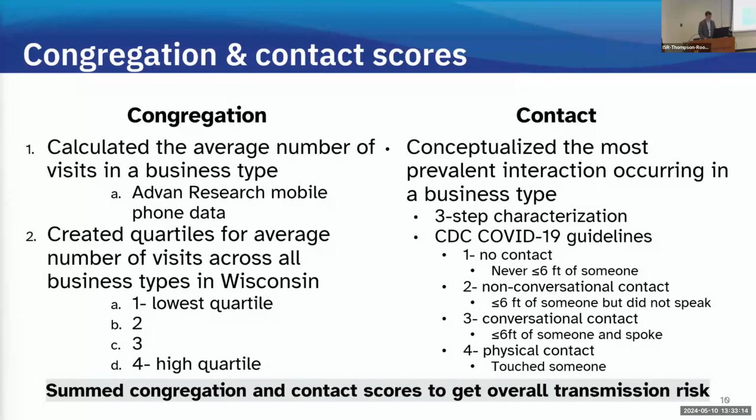So now just to provide some characteristics of this measure. Again, the business type score, the combination of congregation and contact, ranged from 2 to 8. The average score for a whole neighborhood ranged from 4.2 to 6.7, with a median around 5.1 and a standard deviation of 0.2.